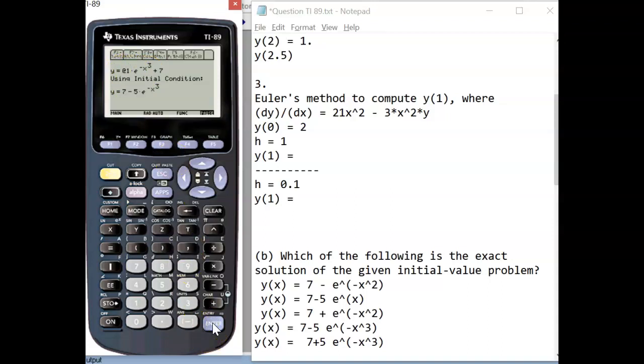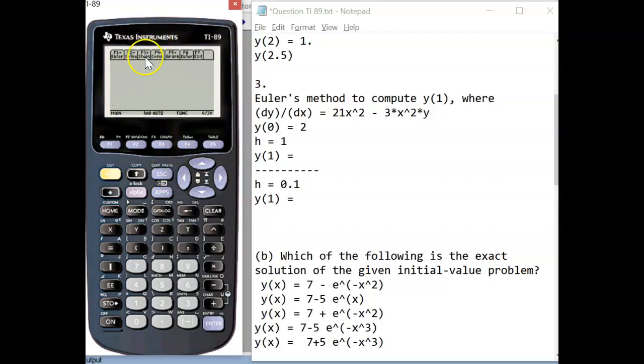And if we keep pressing enter, we will see that the solution is the fourth option here, this one. That is a correct solution. If you would like to see steps, you have to select F3, enter the differential equation just like we did before, and then you will see step-by-step solutions.